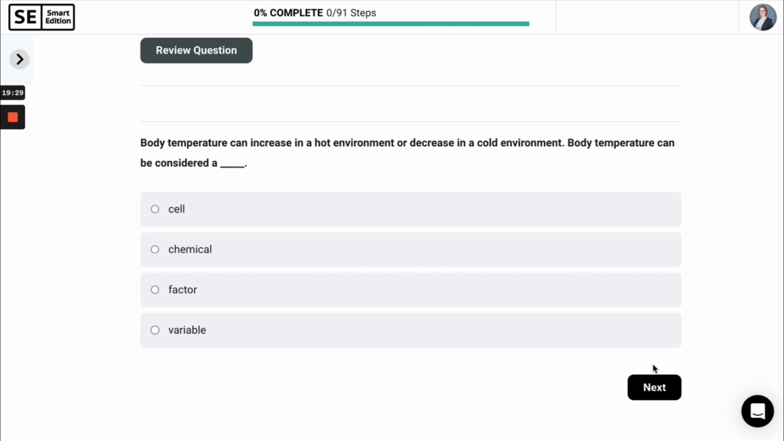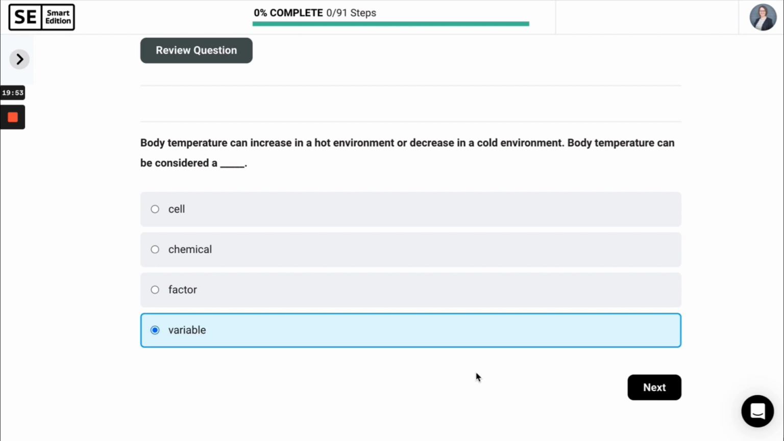Body temperature can increase in a hot environment or decrease in a cold environment. Body temperature can be considered a blank. Is it a cell, a chemical, a factor, or a variable? The correct answer here is a variable.